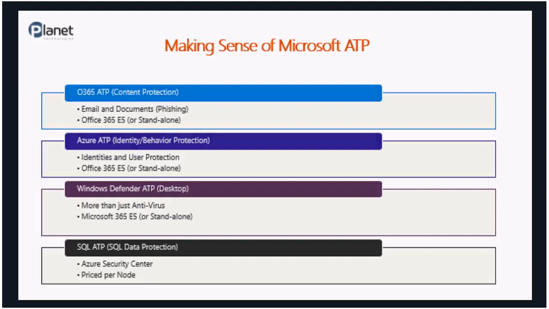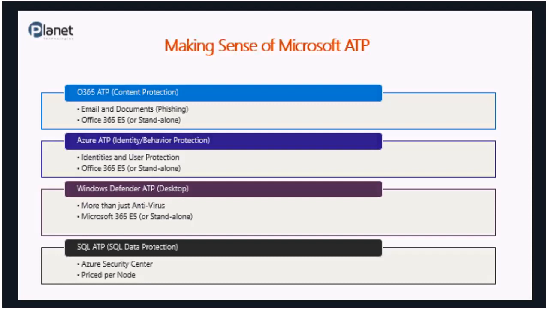There's O365 ATP, and that really talks about content protection, right? That's email and your documents in the Office 365 world. It's geared at phishing, malicious URLs, things like that. I'm going to dig deeper into it. You get that when you buy Microsoft Office 365 E5, or you can buy it standalone, right? I can buy just O365 ATP.